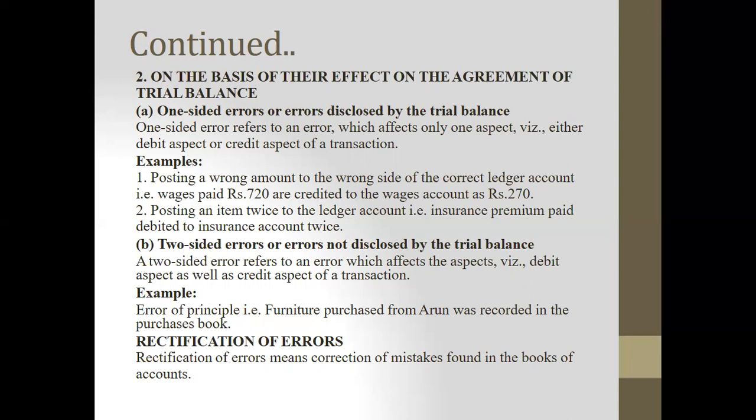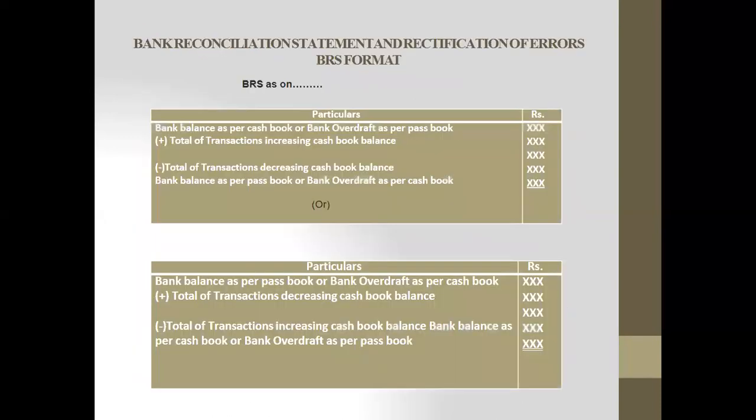Now we have seen how errors happen and what the types of errors are. Now we can discuss how we can resolve these issues by applying methods. So for the bank reconciliation statement and rectification of errors, we follow a format. Both formats we can use.